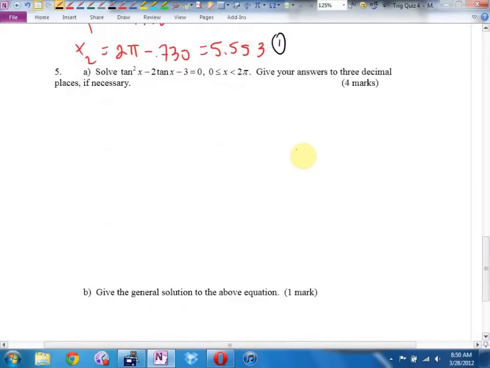Last one. Solve this. Okay. Tan x, numbers multiply to -3 and add to -2. How about -3 plus 1? Yeah? You're going to get this.